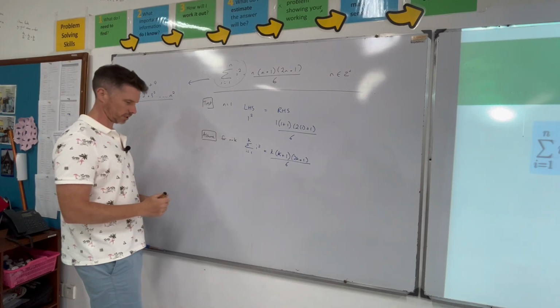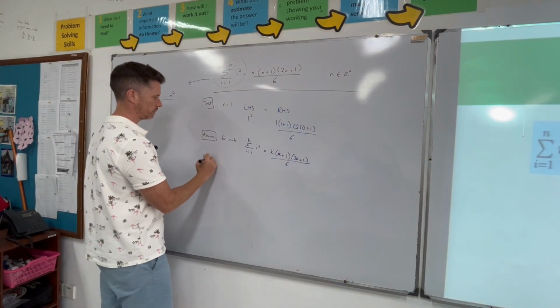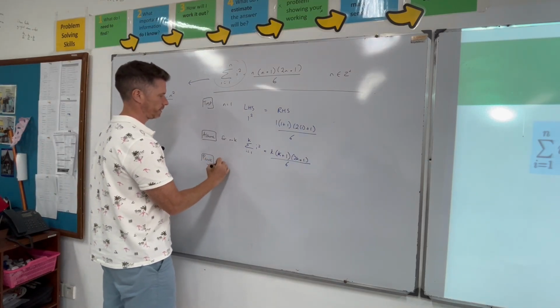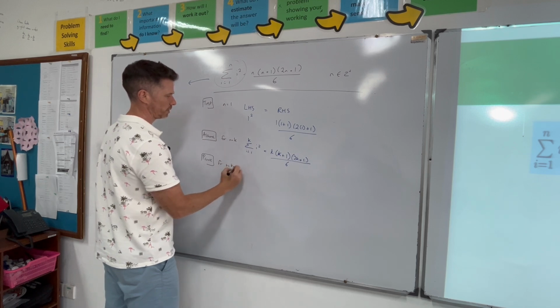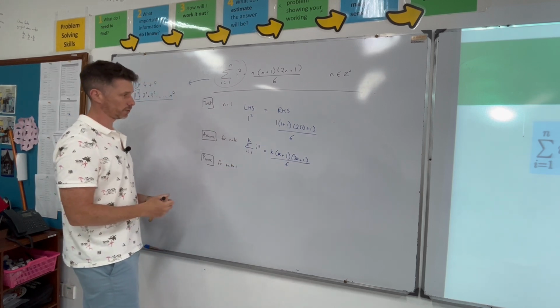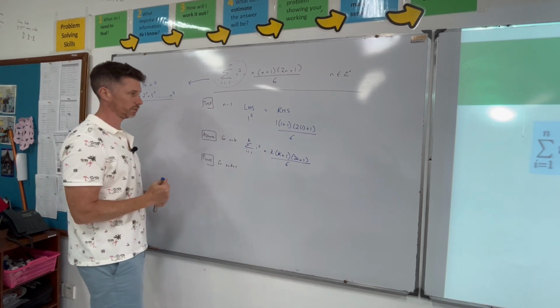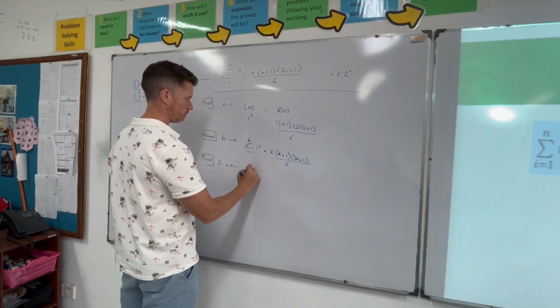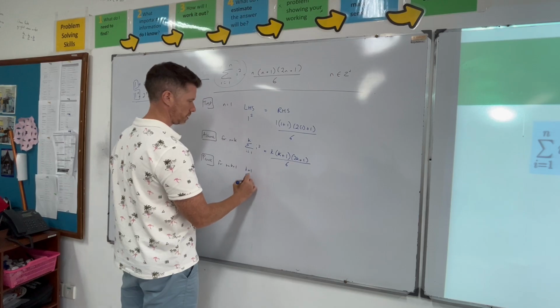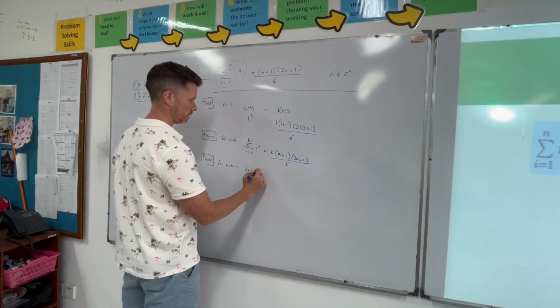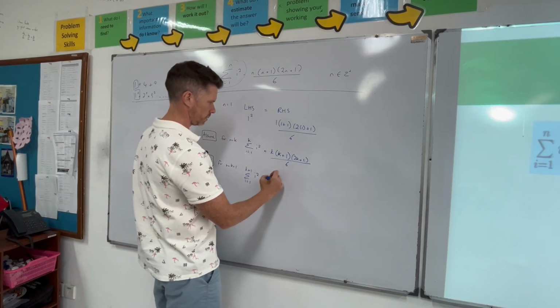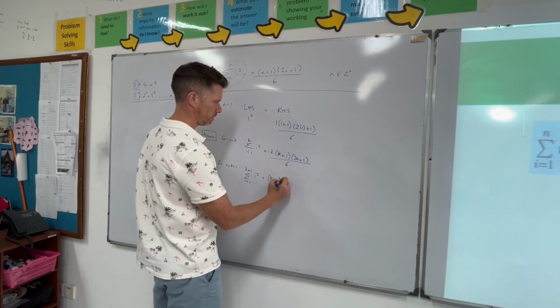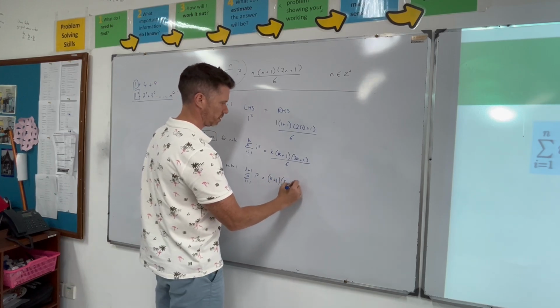Don't really need to think about that. But we do need to think about proving for n equal to k plus 1. So that means everywhere over here I have written k, I'm going to write k plus 1. Sum from i equal to 1 to k plus 1 of i squared. Oh, this is going to be a bit of a mess. k plus 1 times k plus 1 plus 1.